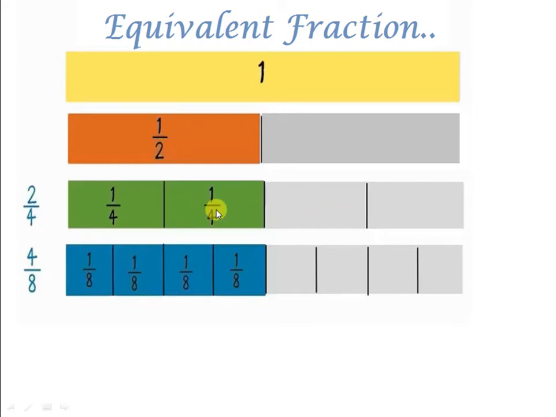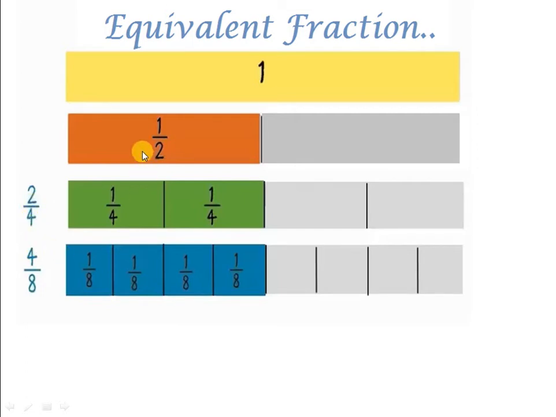The same bar of chocolate I divided into four equal pieces and I took the same part as the previous one. This is called 1 over 4, and 1 over 4 plus 1 over 4 is 2 over 4 in all. If the same bar I divided into 8 equal pieces and I took the same part, which is equal to 4 parts out of 8, or 4/8. This means I have different fractions, but they have the same value.